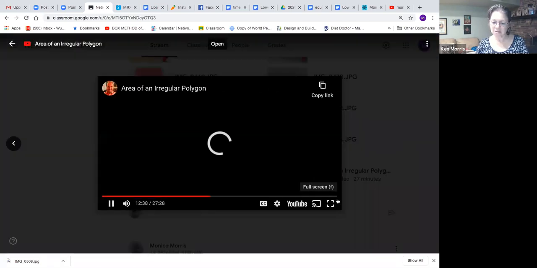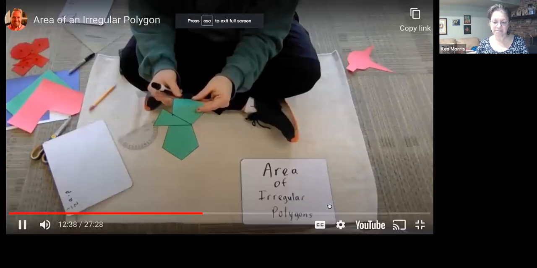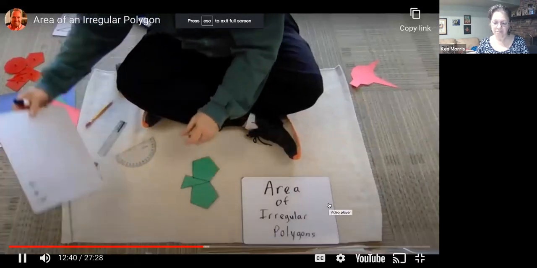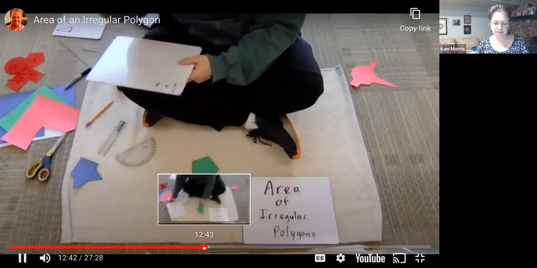Let's see what this is. Oh, an irregular polygon. This could be interesting. Let's see what this is. Looks like 6 is my start. Let me start over.